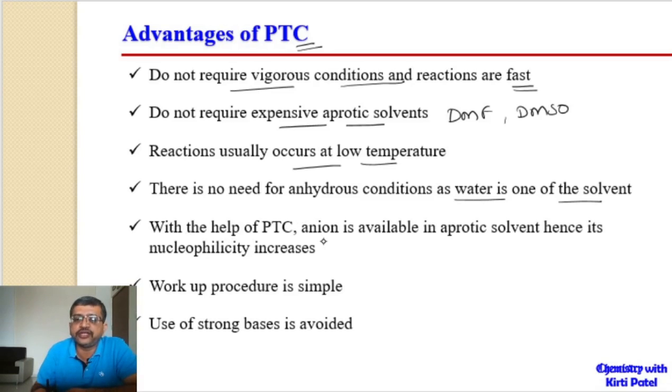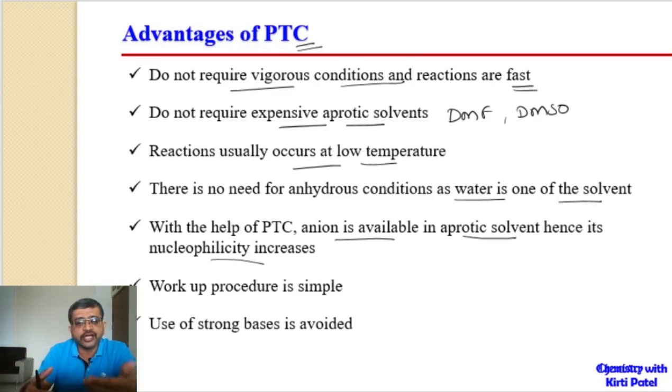Similarly, with the help of a PTC, that is a phase transfer catalyst, the anion is available in aprotic solvent, and hence its nucleophilicity increases. This is very important. This concept we have seen in the leveling effect in our postgraduate classes. In the leveling effect, anions or acids, when taken in aqueous medium, can have a pH within 1 to 14 only. But when we change the medium from aqueous to organic medium, the range of pH will increase.